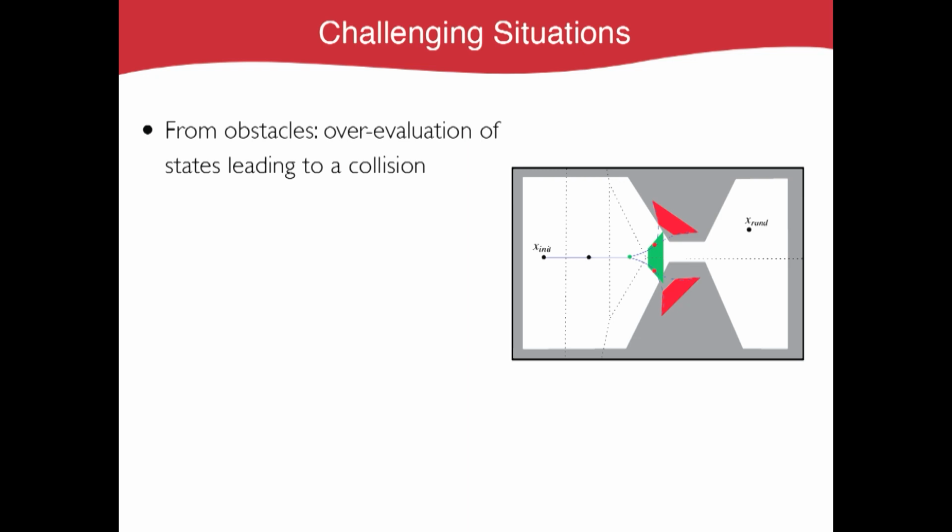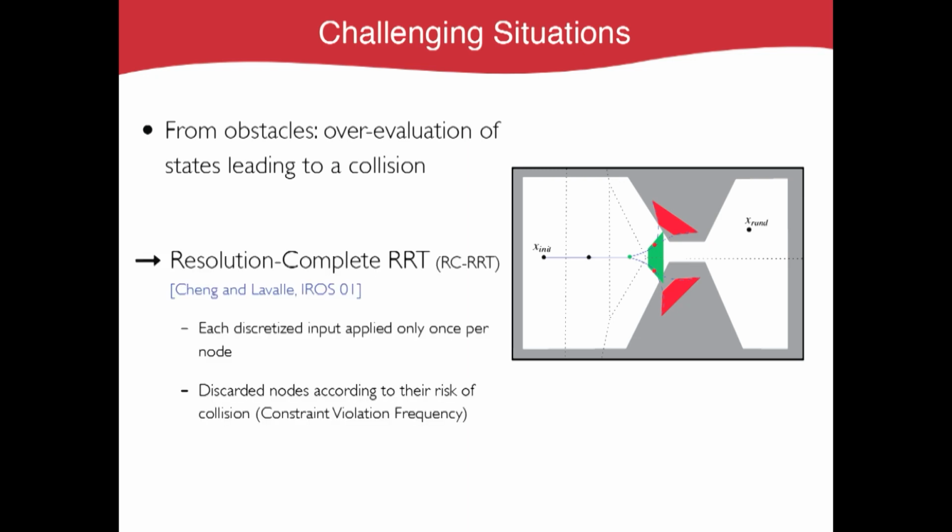But now if you look in the literature, there is also a work called resolution complete RRT that proposes to address this problem by basically decreasing the weight of the states that lead to collision and discarding the nodes according to their risk of collision using what they call the constraint violation frequency. So there is already some work that's proposed to address this problem.